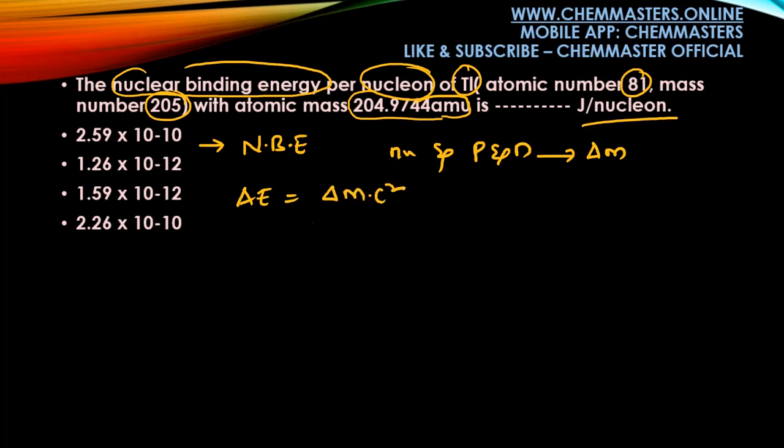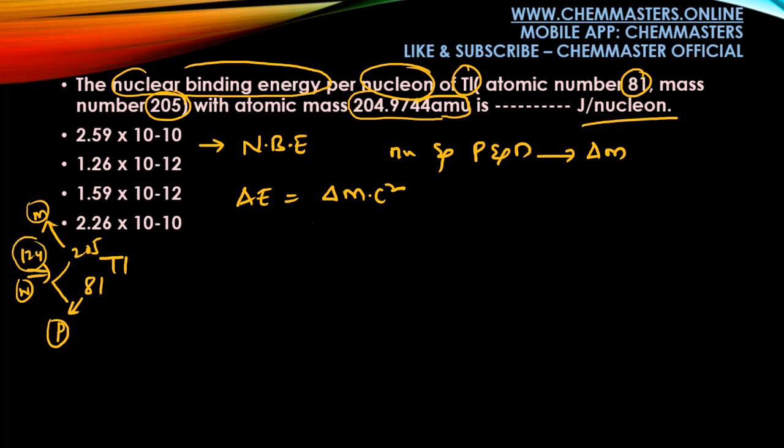Now just look at the given nuclide, that is thallium 81, 205. We know that 81 indicates the number of protons and 205 is the mass number. The difference between 205 and 81, that is mass number minus atomic number, gives the number of neutrons. So the total number of neutrons equals 124.